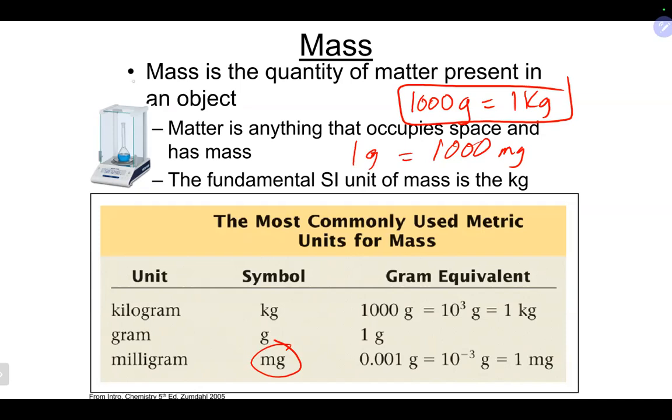We obviously will measure mass using a tool such as this, which is referred to as a balance. That's an electronic balance or an analytical balance. You have them in the lab and you'll use them today as well in lab. It's a fancy word for scale, basically, right? It measures the mass of an object.